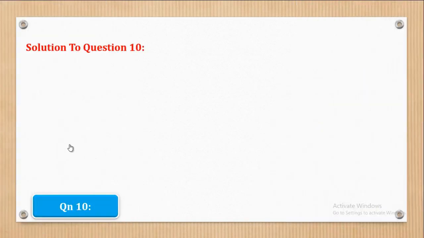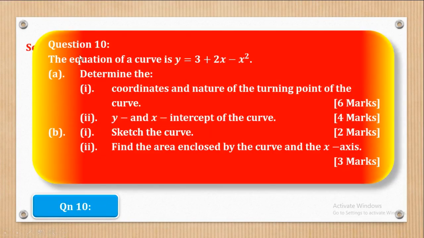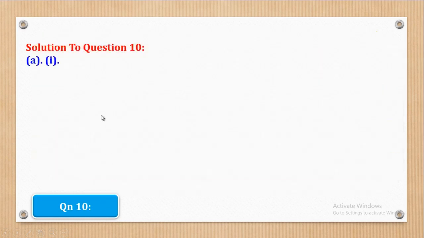So now we shall go to question 10. Question 10 says the equation of a curve is y equals 3 plus 2x minus x squared. Part A, determine (i) the coordinates and nature of the turning points of the curve, and they give it 6 marks. So let us first begin with (i). First thing to do is to differentiate.